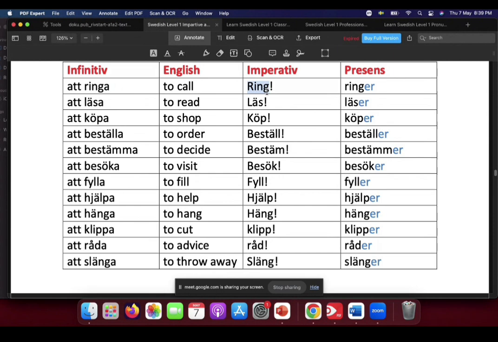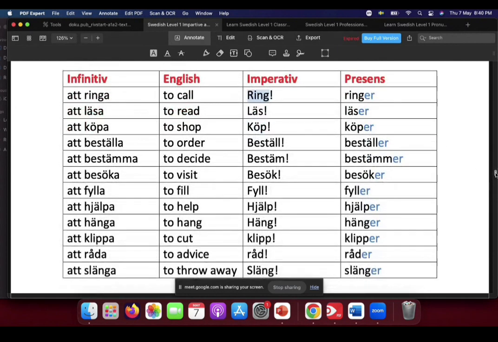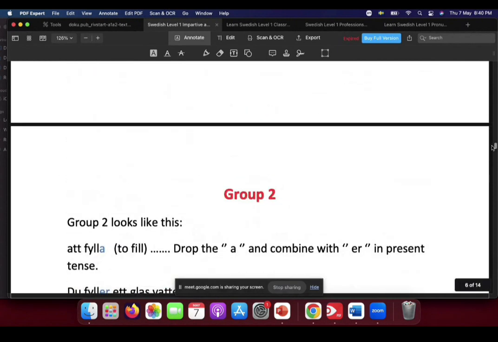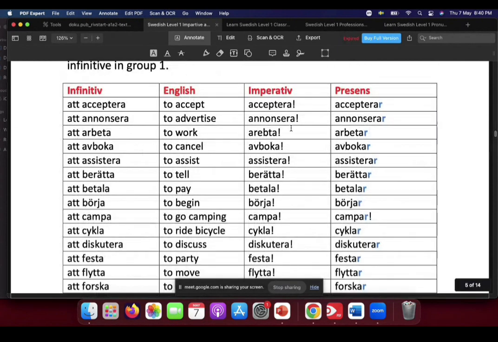Ring. Sorry. You cannot say "ringa". If you want to compare these two tables, group two and group one, this is the only difference. Go back and check here, group one.